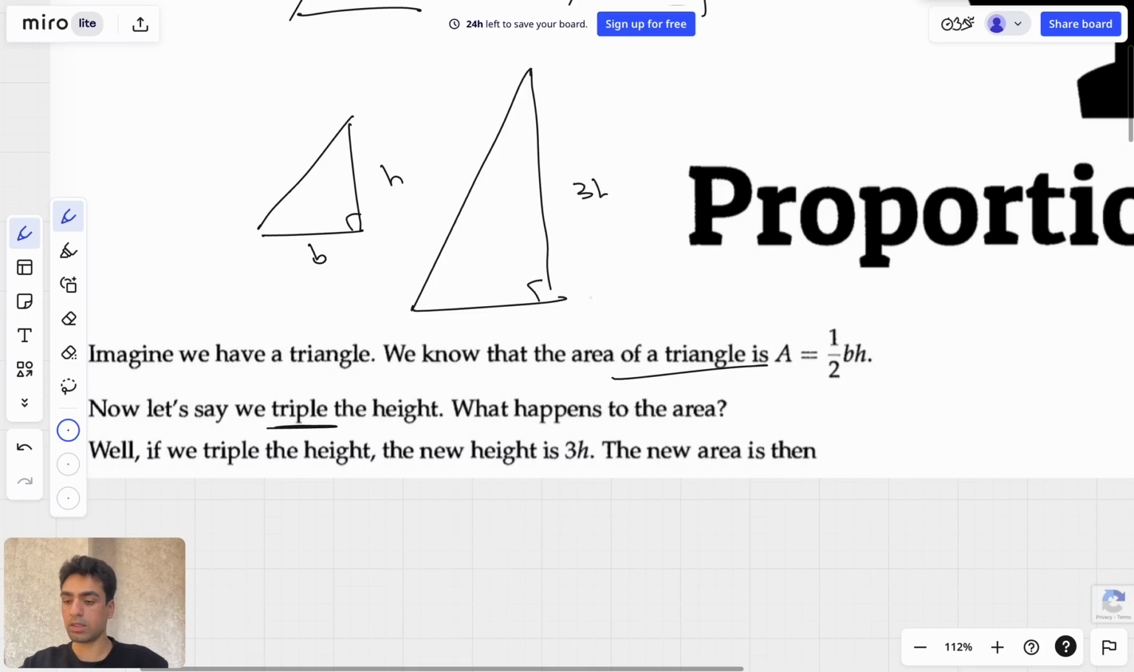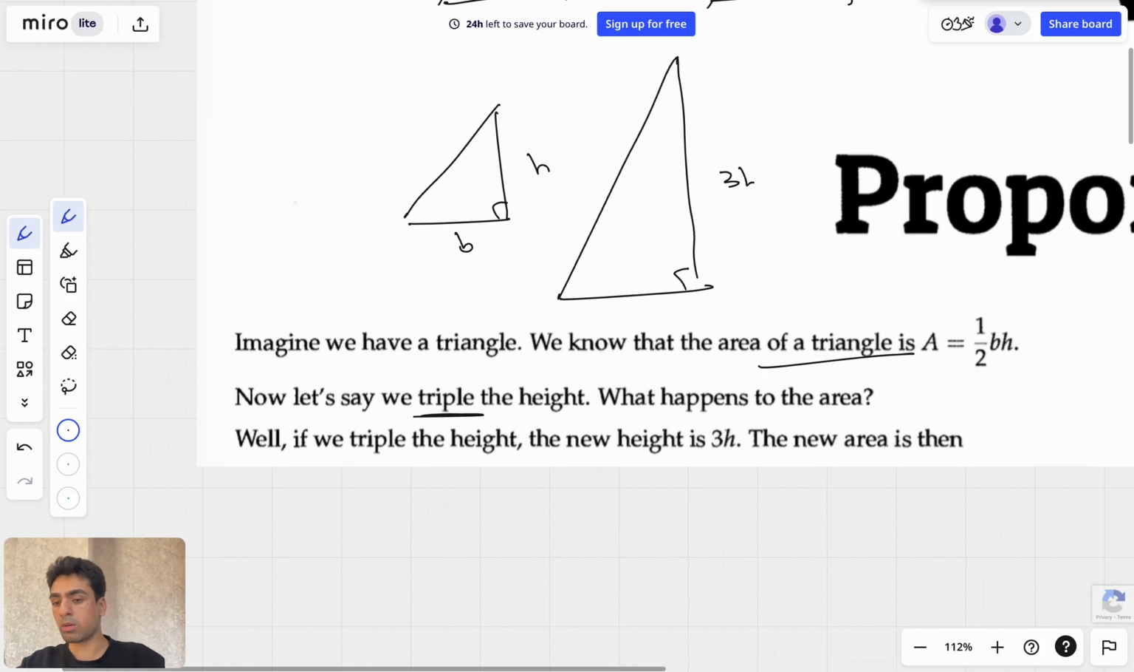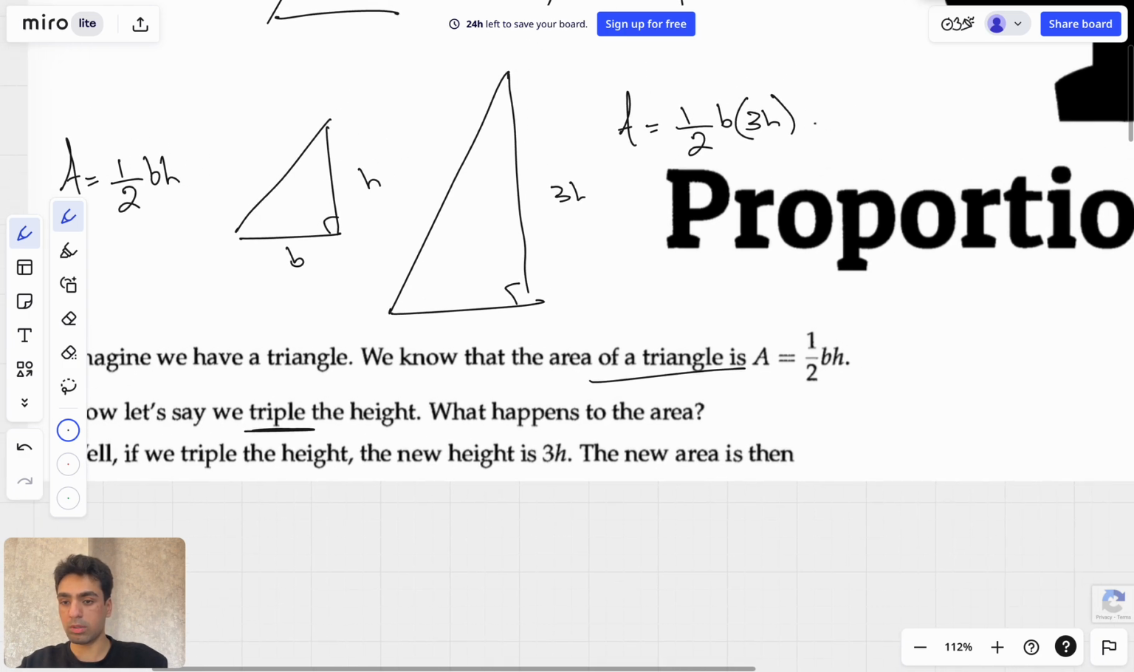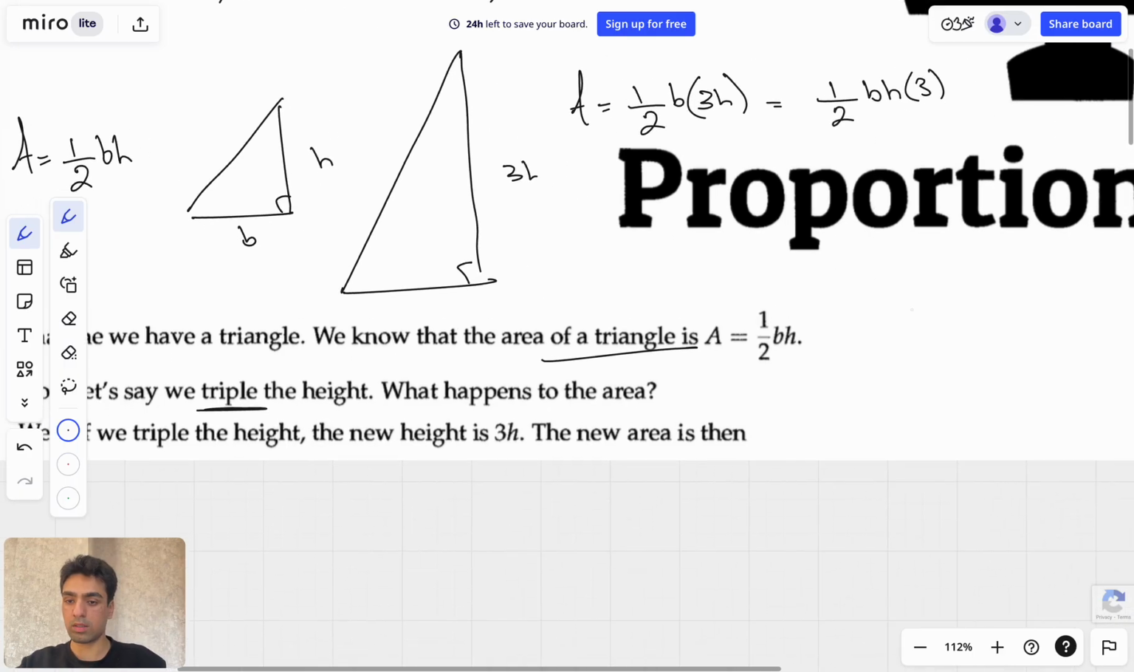Now, to check the area of the new triangle, you have the area of the original, so A is equal to 1 over 2 base times height. In the new one, the area is going to be 1 over 2 base times the new height, which is 3h. If you simplify this and open the brackets, you get 1 over 2 bh times 3, which means it is 1 over 2 bh and 3. So this is the area for the new triangle.